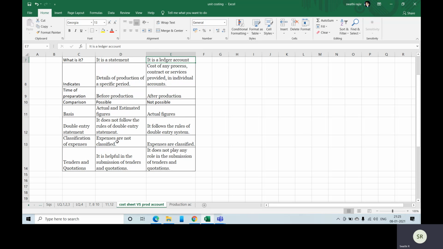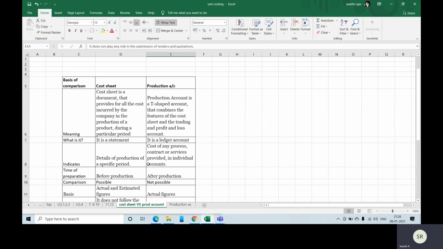Now, classification of expenses. In a cost sheet, expenses are not classified the same way; we know selling overheads, etc., all these things are there. In production account, expenses are classified, meaning what to charge under factory, what to charge under office overheads, what to charge in P&L, what to charge in trading, and what to charge in production account. So that way it is classified. Tenders and quotations are something we will be seeing in coming classes, but for now understand that a cost sheet is helpful in submission of tenders and quotations, while production account does not really play any role in submission of tenders and quotations.